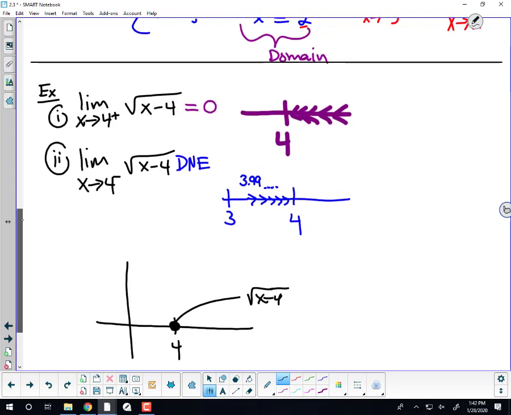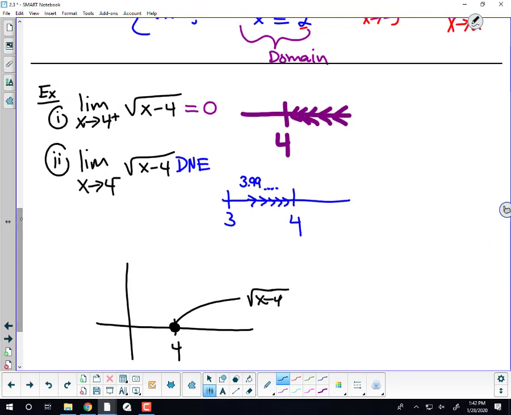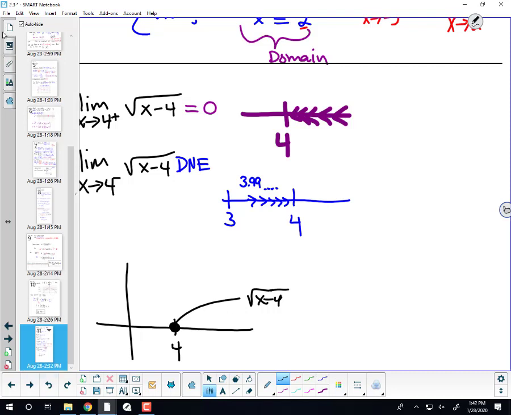But again, what we want to try to do is get familiar with some of these things that seem obvious when we look at a graph. We want to get familiar with looking at them analytically as opposed to visually. All right, any questions on 2.3? I think that's the end. Yeah, the end.